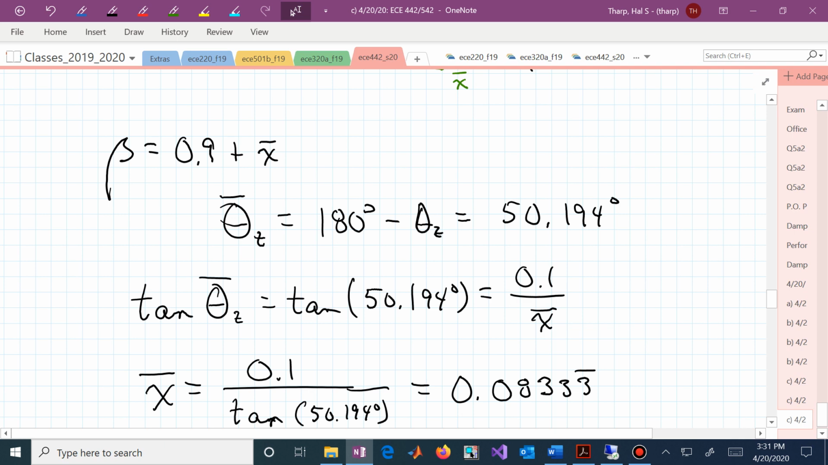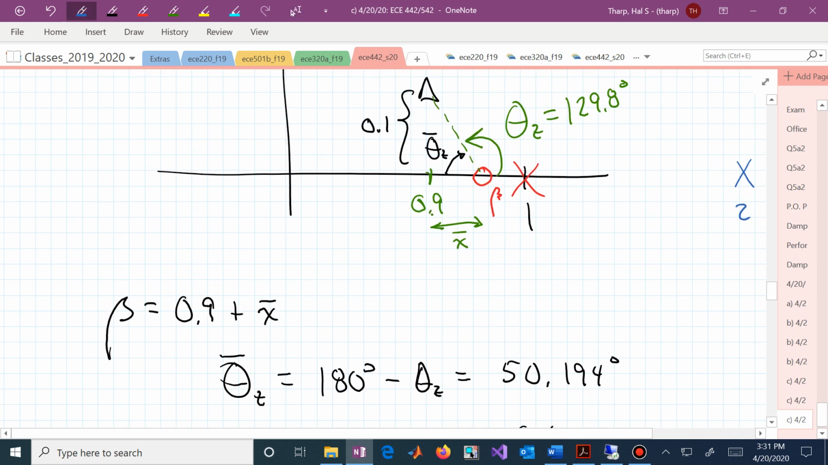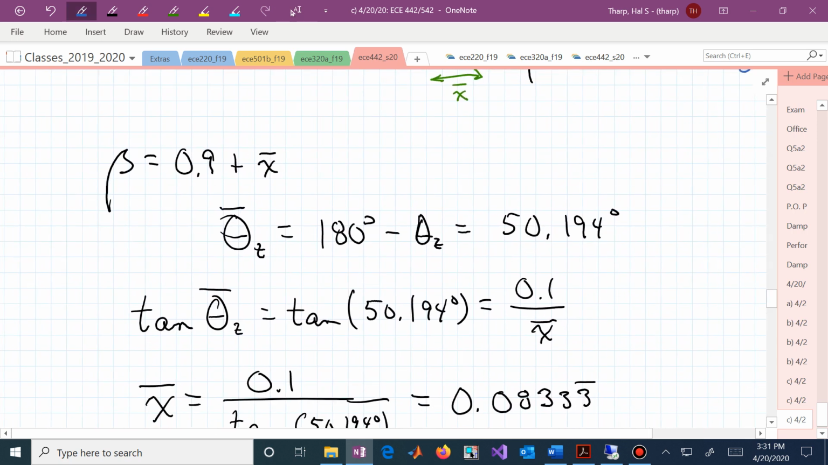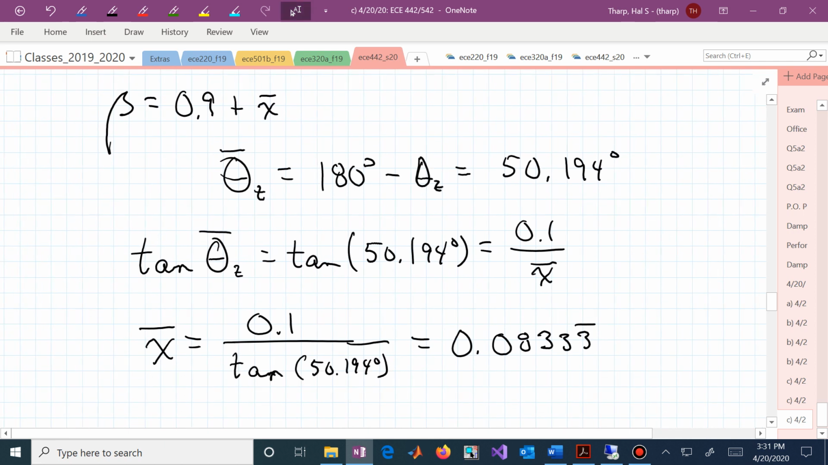We know the tangent of theta bar is going to be this vertical distance, opposite over adjacent. We don't know the adjacent, but we know everything else. We now know that the tangent of theta z, which is tangent of 50, is equal to vertical over adjacent. The only unknown is the adjacent distance. We can solve for x bar.